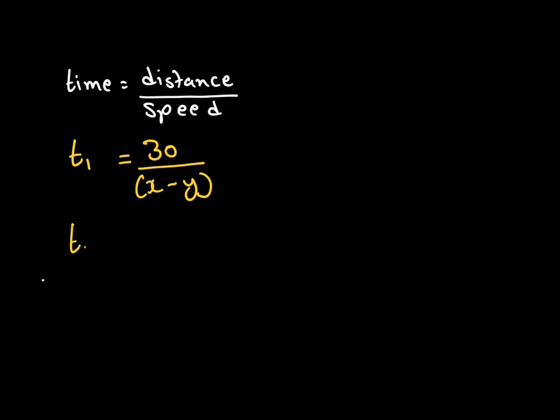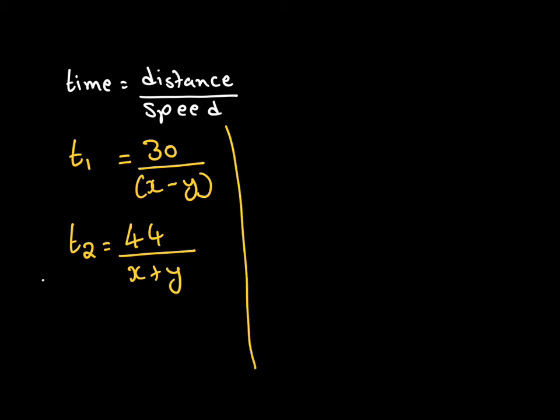And let t2 be the time taken by the boat to go downstream. In the first case, what is the distance that the boat travels downstream? It's 44 kilometers. And what is the speed when it travels downstream? It is x plus y.